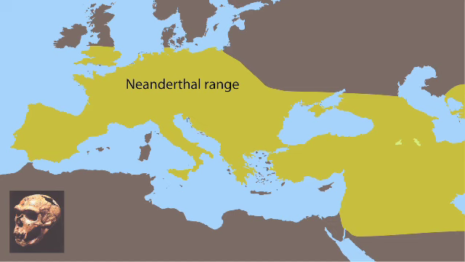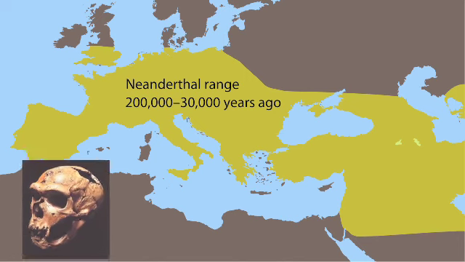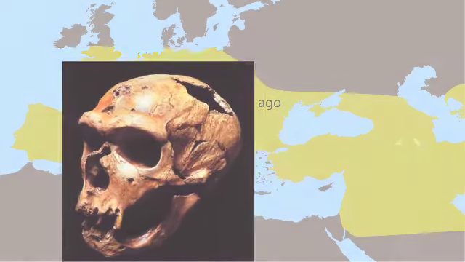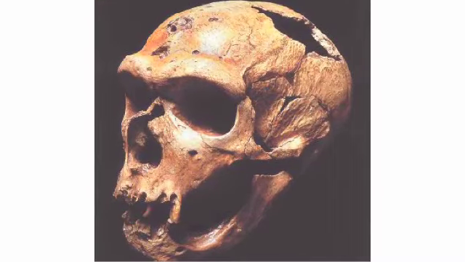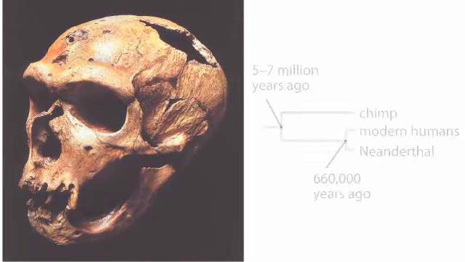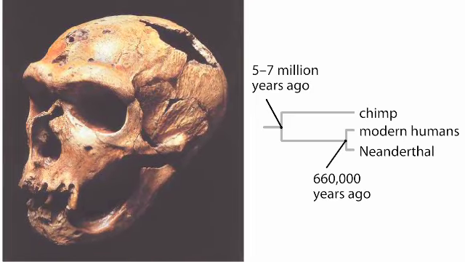Neanderthals are an extinct type of human that lived in Europe and parts of Asia between 200,000 and 30,000 years ago. They were stronger and stockier than us, and their heavy-browed skulls could accommodate a large brain. They are the hominin form most closely related to modern humans. Based on DNA sequencing results, it appears that Neanderthals and modern humans had a common ancestor who lived about 660,000 years ago.